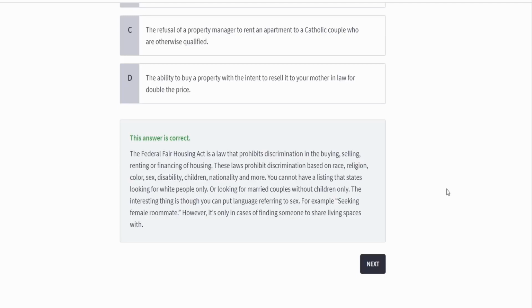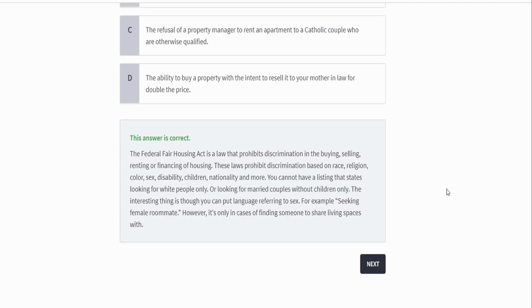First and foremost, I'm going to read the explanation and then I'll give you some additional thoughts. The Federal Fair Housing Act is a law that prohibits discrimination in buying, selling, and renting. We all know that. These laws prohibit discrimination based on race, religion, color, sex, disabilities, children, nationality, and more. You cannot have a listing that states looking for white people only or looking for married couples with children only. The interesting thing, though, is you can put language referring to sex.